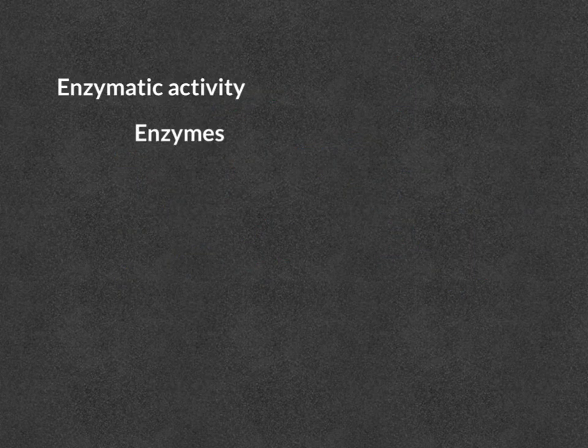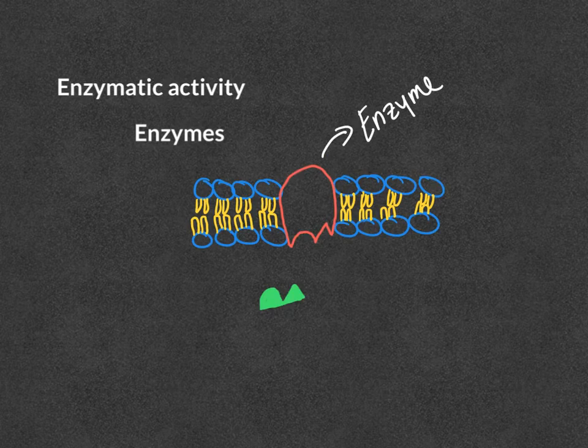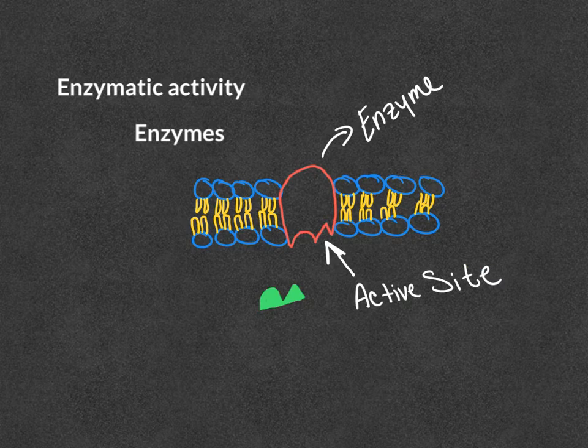Membrane proteins can also be enzymes. Enzymes allow reactions to happen much faster. An enzyme has an active site. This is where the reactant is going to bind in order for the reaction to take place. In Chapter 8, we will discuss enzymes in much more detail.